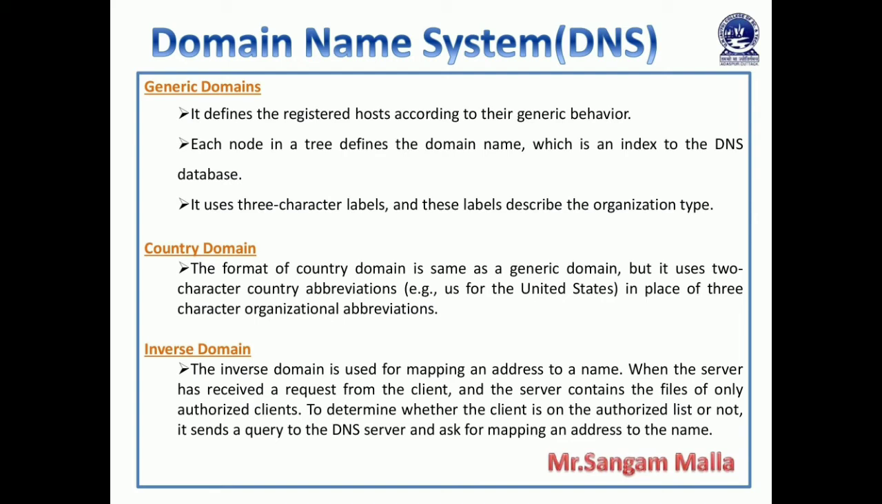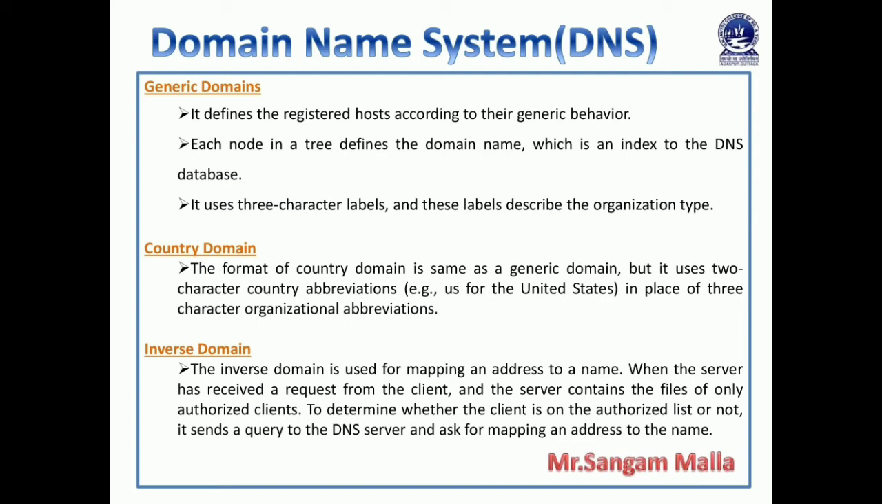Whenever the inverse domain comes into action, it first gives an authorization to the client. That means whenever a client is requesting something from the server, it first checks whether the client is authorized or not. If the authorized client is registered, then only the host will give a response, and this is only possible because of the DNS server. The DNS server asks for mapping a name to the IP address, and after successful authentication it links the name to the address.